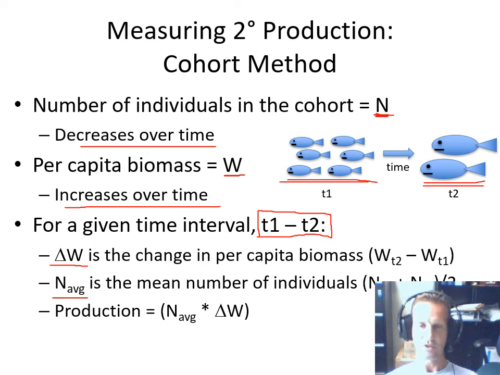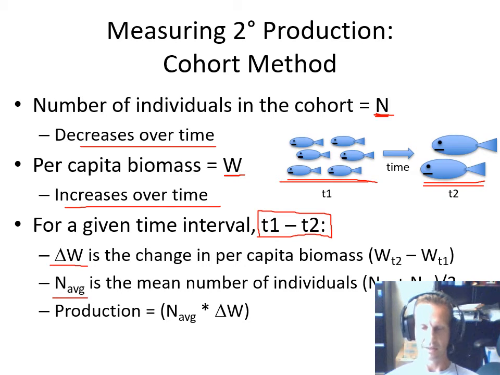And the other term that you get is calculated a little bit differently. It is the mean number of individuals that were present during that time interval. And so mean is just another word for average. So what you do to figure out the average number of fish that were present in this area during that time interval is you take the number that there were at time one, which you presumably measured with a net survey or some other way of counting fish.